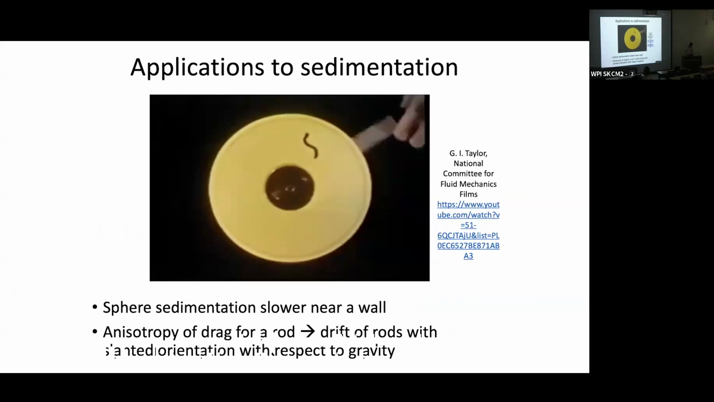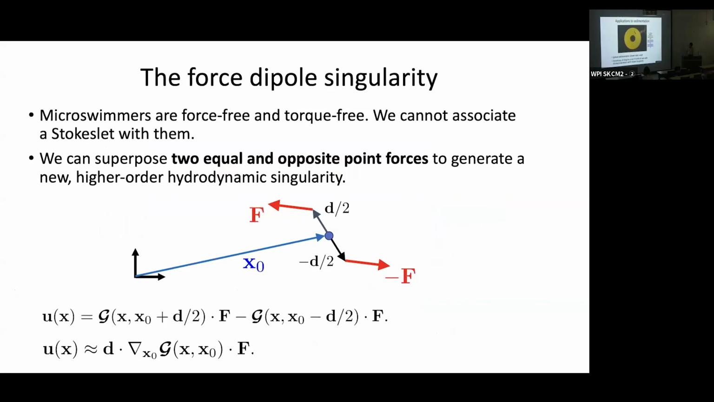I'm going to skip this. I have 20 minutes left. So I'm going to get towards more advanced stuff for modeling swimmers. And it's going to be based on these hydrodynamic singularities or Green's functions. And we know a swimmer is force-free, right? So I cannot have a Stokeslet. I cannot have a point force in how I model a swimmer. However, I can have two equal and opposite forces. There's no net force here.